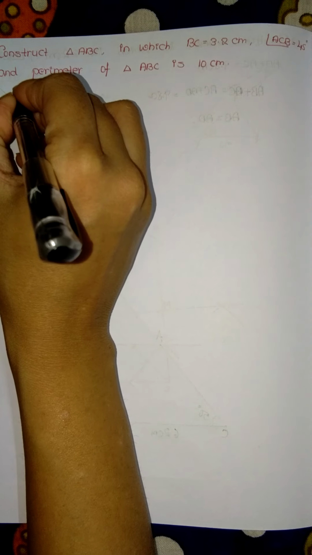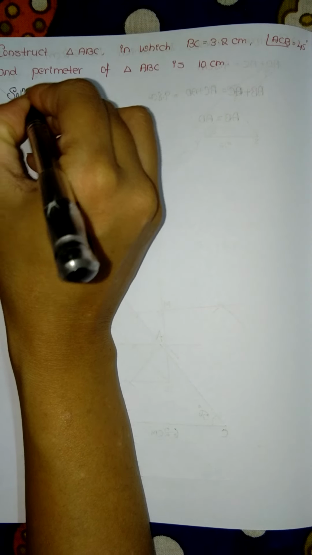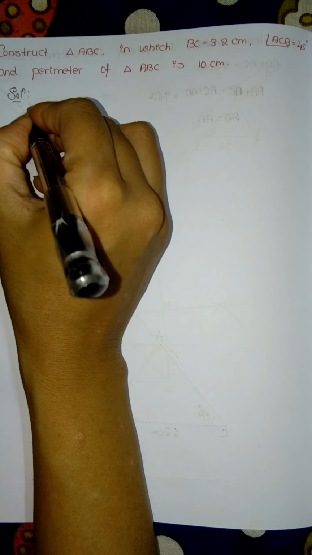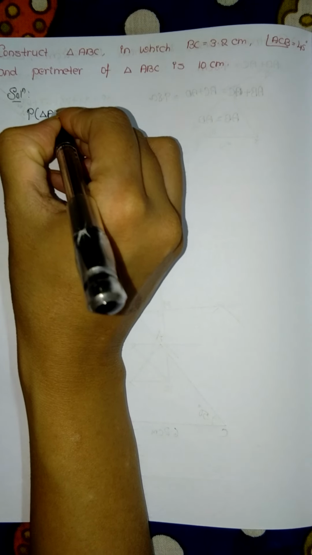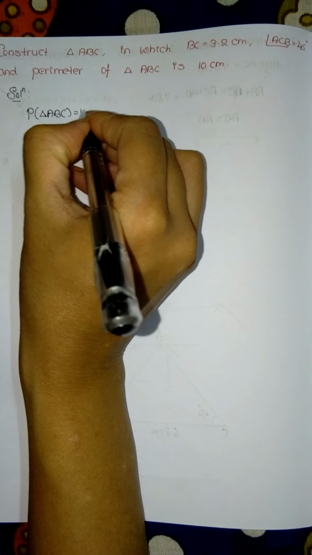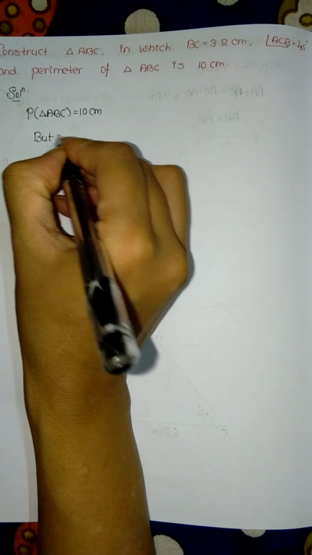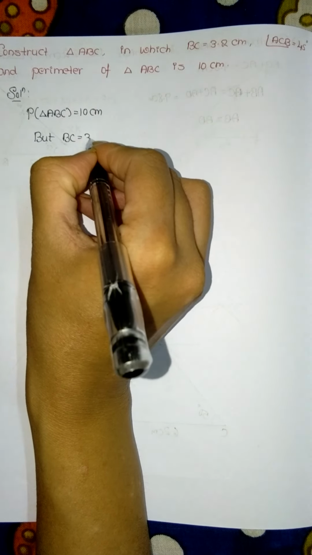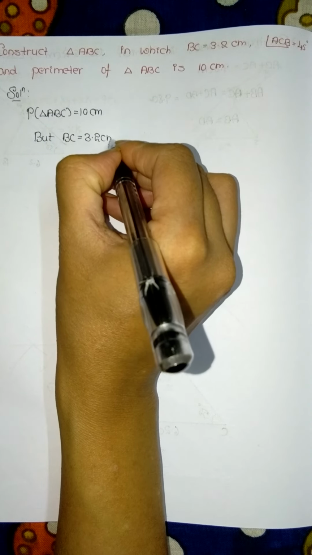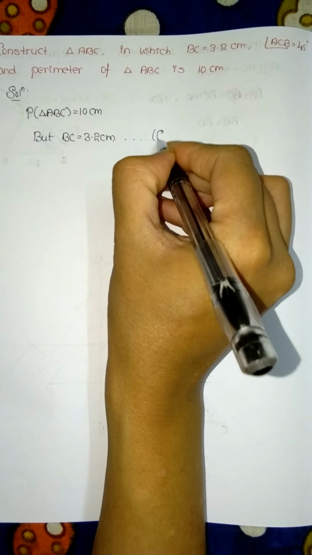Question number 4 is construct triangle ABC in which BC equal to 3.2 centimeter, angle ACB equal to 45 degree, and perimeter of ABC is 10 centimeter. Here, how to solve this? Solution. Perimeter of triangle ABC is given, that is equal to 10 centimeter, but the side BC is 3.2 centimeter. The reason is already it is given.